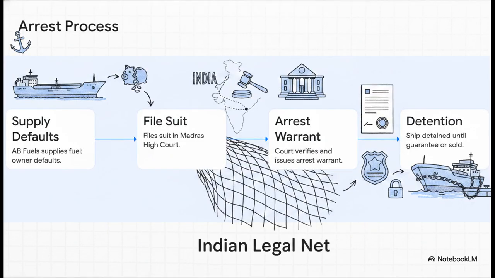Let's look at exactly how this plays out in the real world with a quick step-by-step scenario. Imagine a Singapore-based company, let's call them AB Fuels, supplies $500,000 worth of bunker fuel to a ship named MV2000 in Mumbai. The owner defaults. AB Fuels then discovers a ship is currently docked in Chennai. Under India's framework, AB Fuels immediately files a suit in the Madras High Court under Section 411 for material supplied to a vessel. The court quickly verifies the invoices and contracts and, boom, issues a formal arrest warrant. MV2000 is legally detained in Chennai.